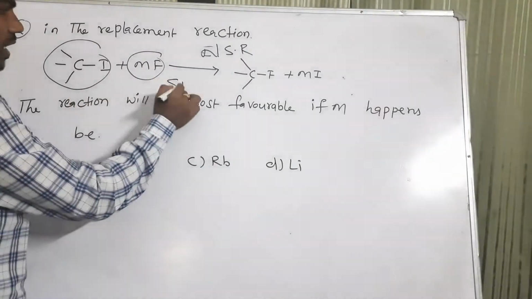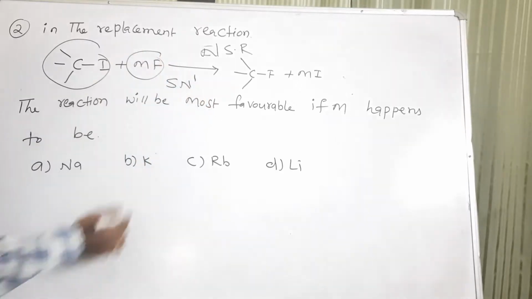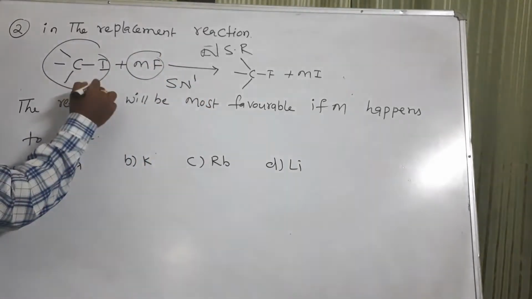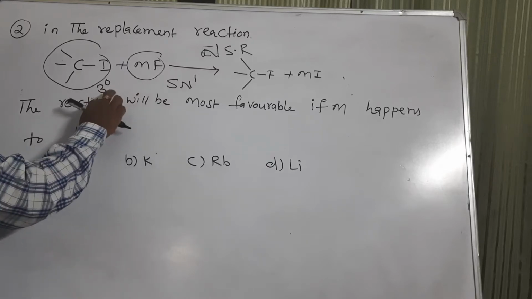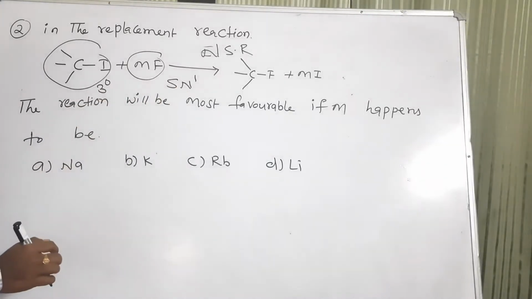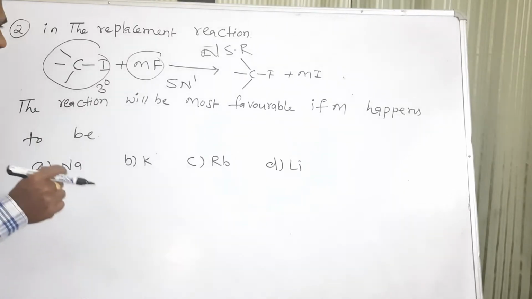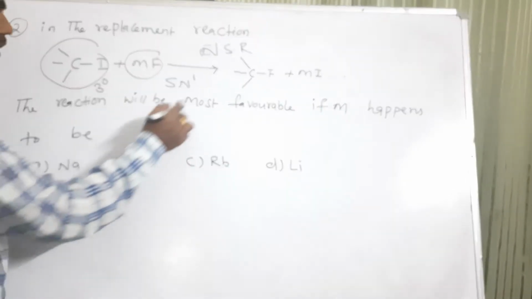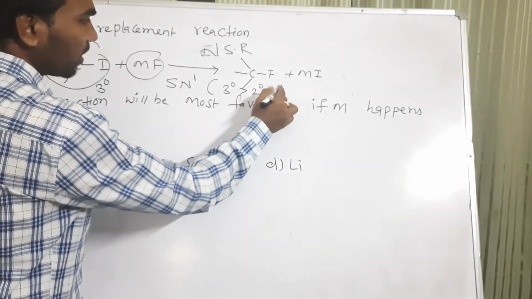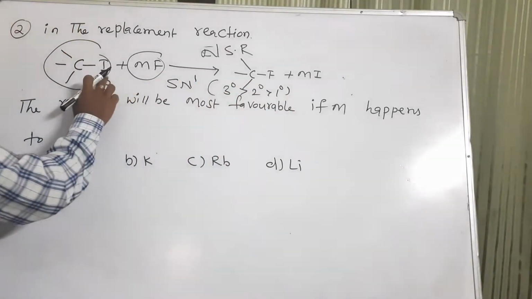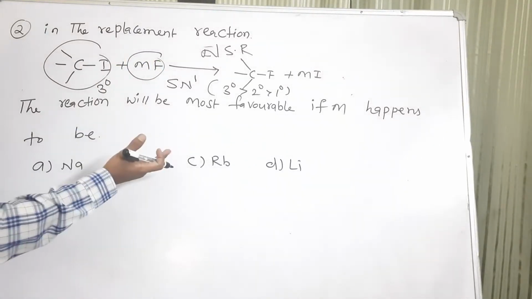This will come under SN1. Why? Because this is a tertiary alkyl halide, and tertiary alkyl halide is favorable for the SN1 reaction. The SN1 reaction proceeds via a carbocation mechanism. The carbocation stability order is tertiary, secondary, primary. So it will form a tertiary carbocation and an iodide ion.